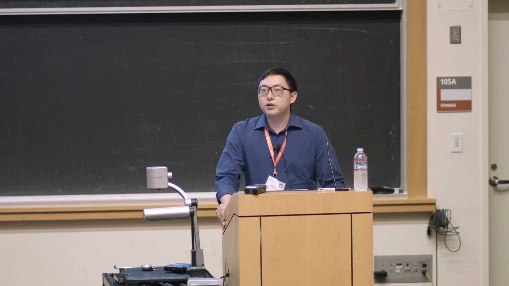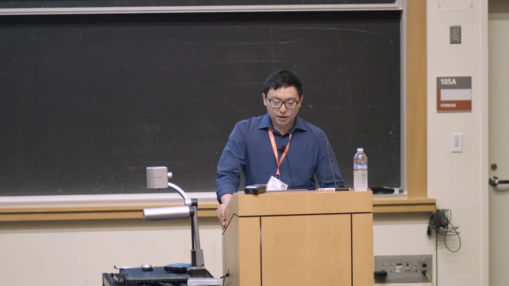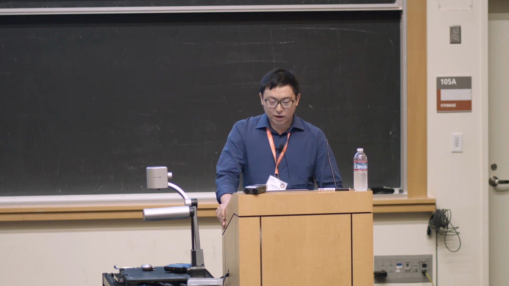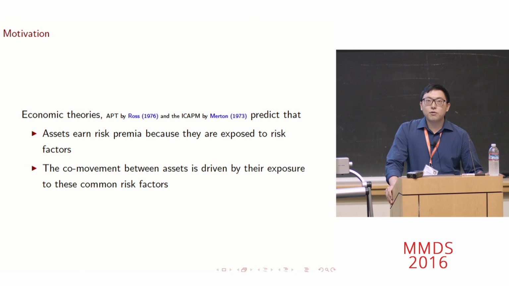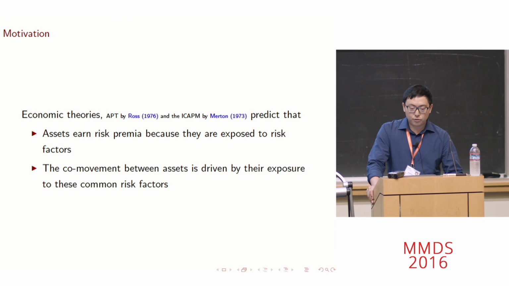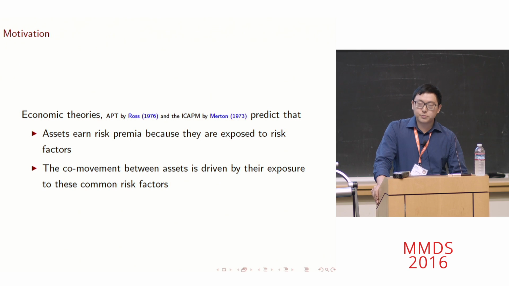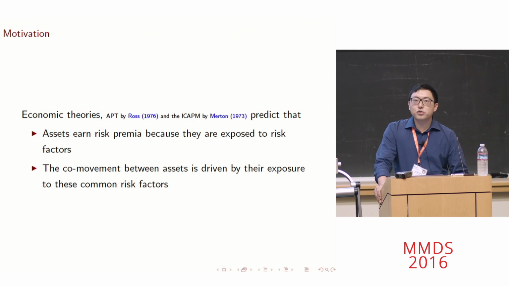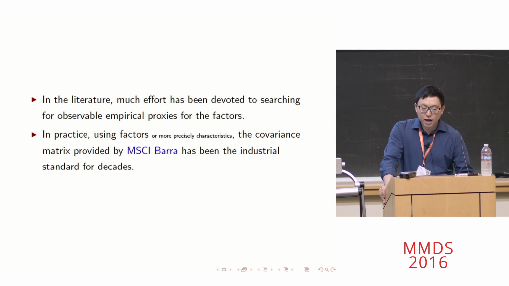High frequency data refers to the transaction level data for stock returns. So hopefully they meet the criterion of more than massive data for this conference. Let me start with the motivation. Economic theories predict that assets earn risk premium because they are exposed to risk factors, and the co-movement between assets is driven by their exposure to those common risk factors. In the literature, much effort has been devoted to searching for observable empirical proxies for the factors.